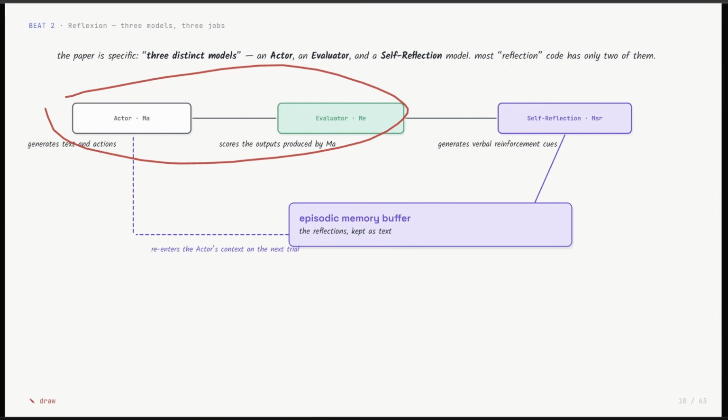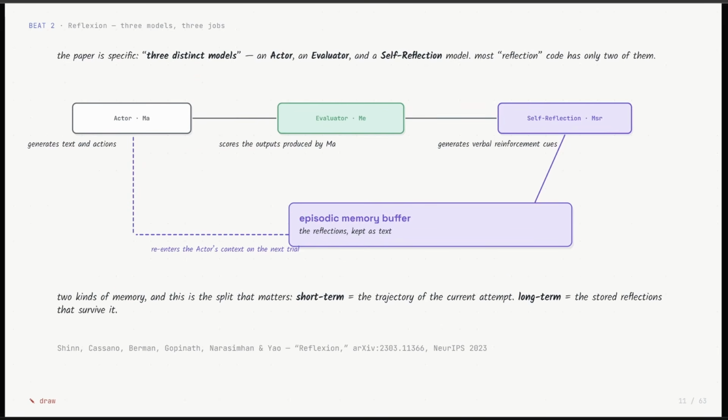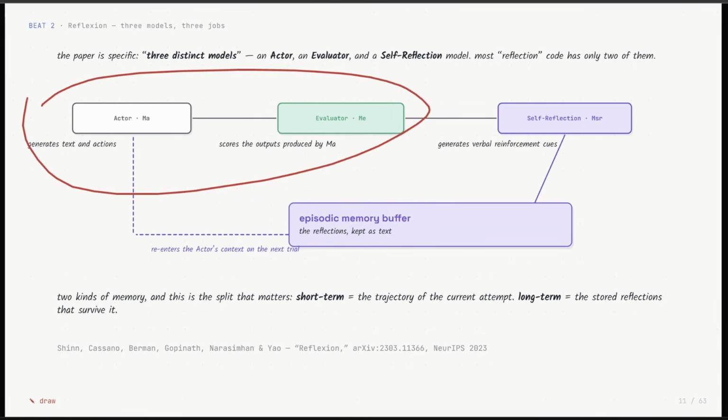And the idea here, with the dashed line, is that it re-enters the actor context on the next trial. That loopback is the entire mechanism. The point of this whole thing is that loopback. Which gives you 2 kinds of memory. And this split is worth holding. You have the short-term memory, which is the trajectory of the current attempt. And then you have the long-term one.